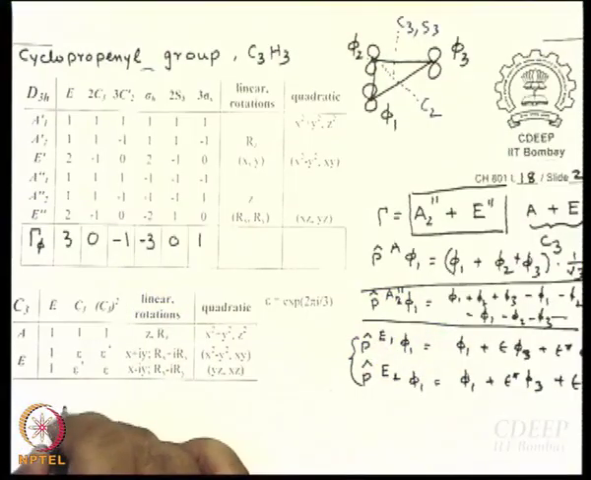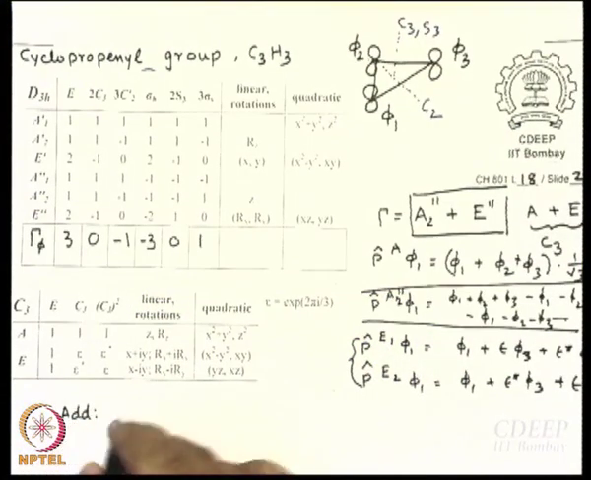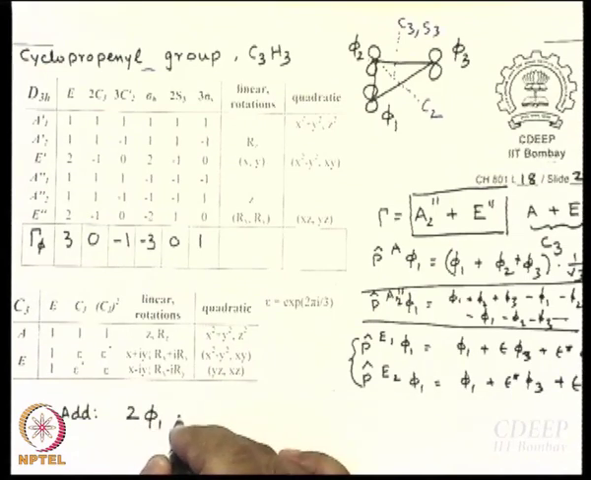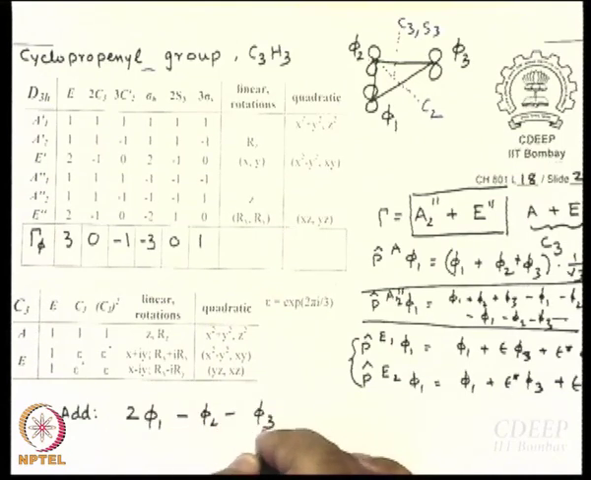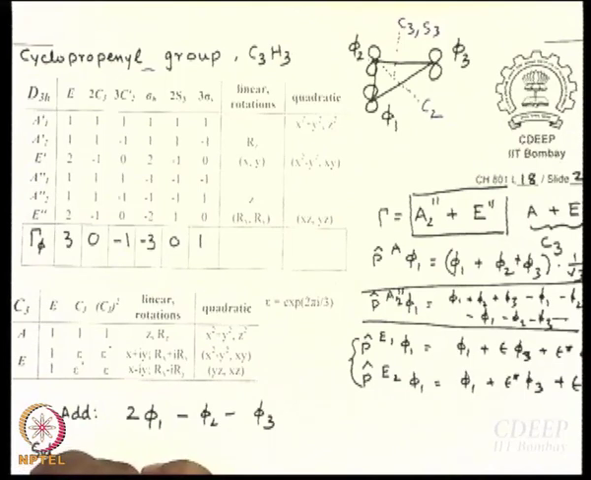Phi 1? No. So when you add these two, you get 2 phi 1 minus phi 2 minus phi 3. And when you subtract, what do you get?